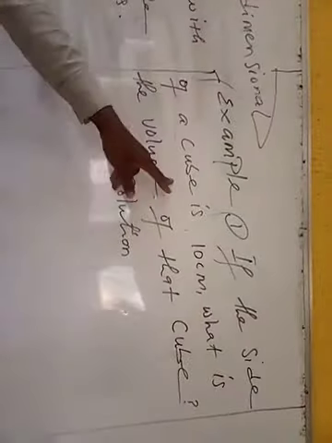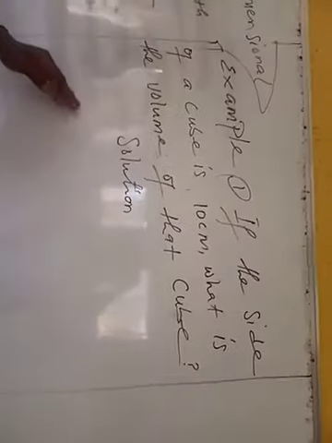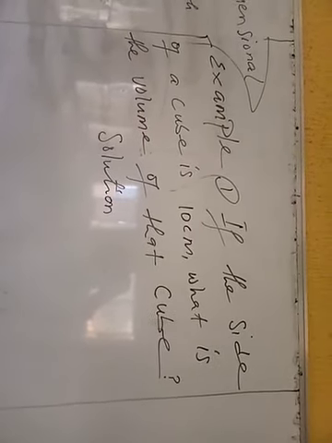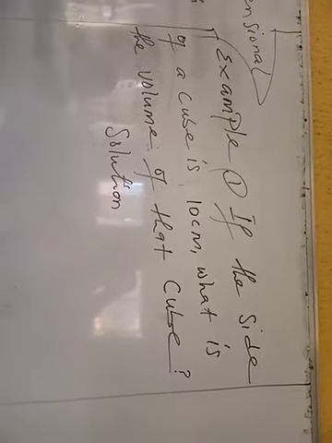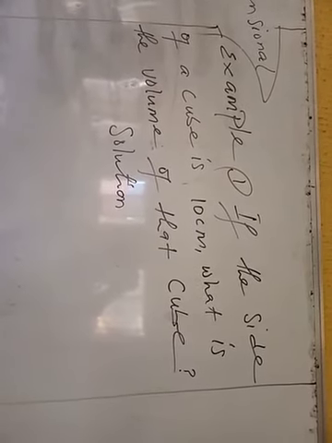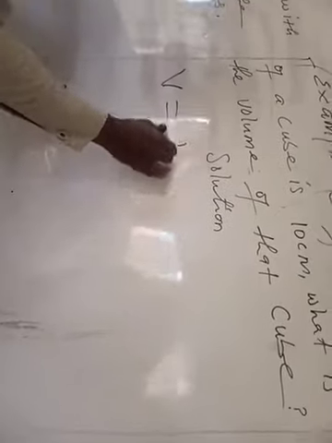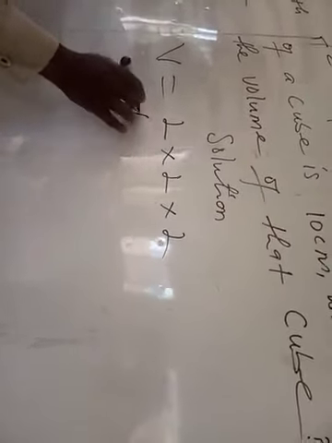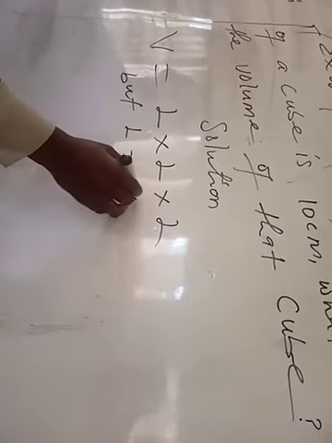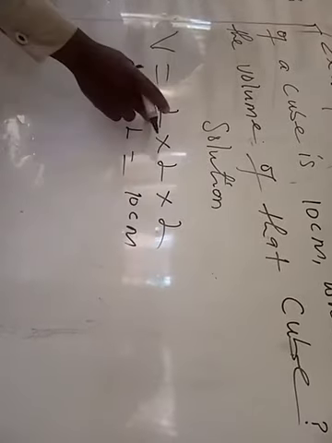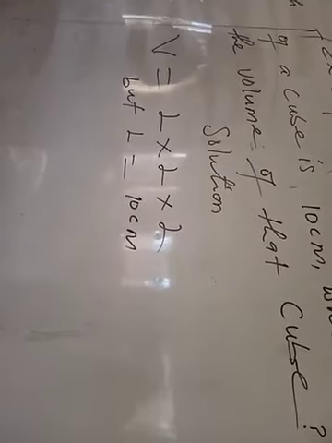For example, we are asked, if the side of a cube is 10 centimeters, what is the volume of that cube? It's very simple. It's been given that one of the sides is 10 centimeters. How do we find it? Very simple. As I said earlier, volume is equal to L times L times L. But L is given as 10 centimeters. Now, by substitution, anywhere we see L here, you put 10 centimeters.